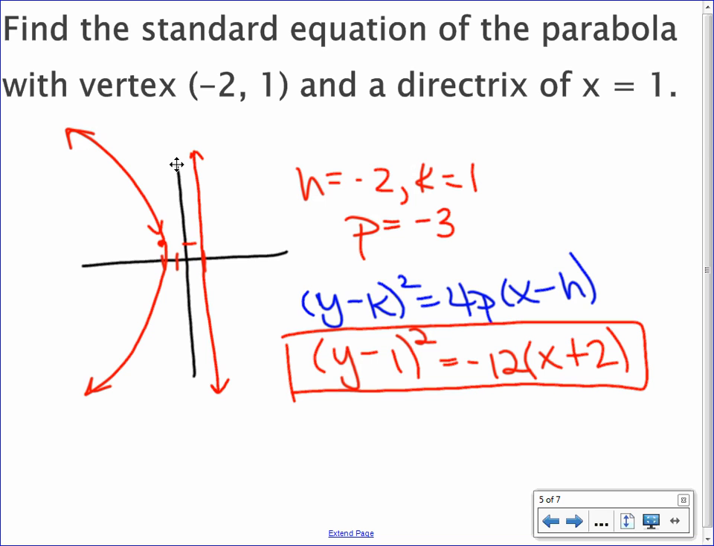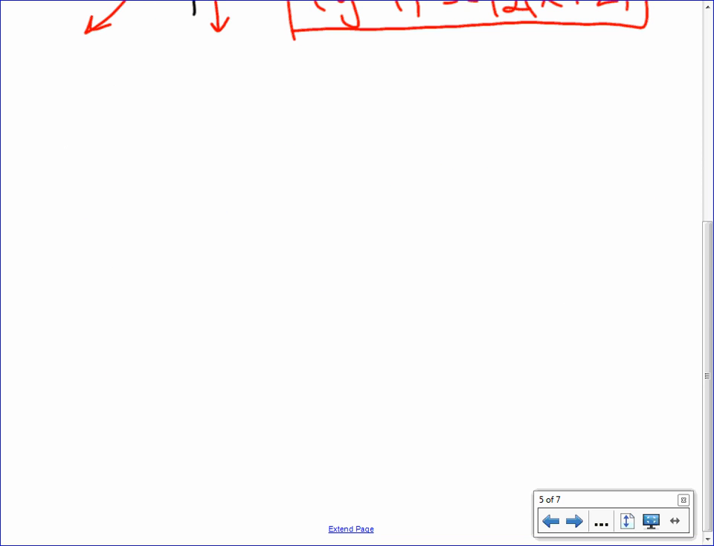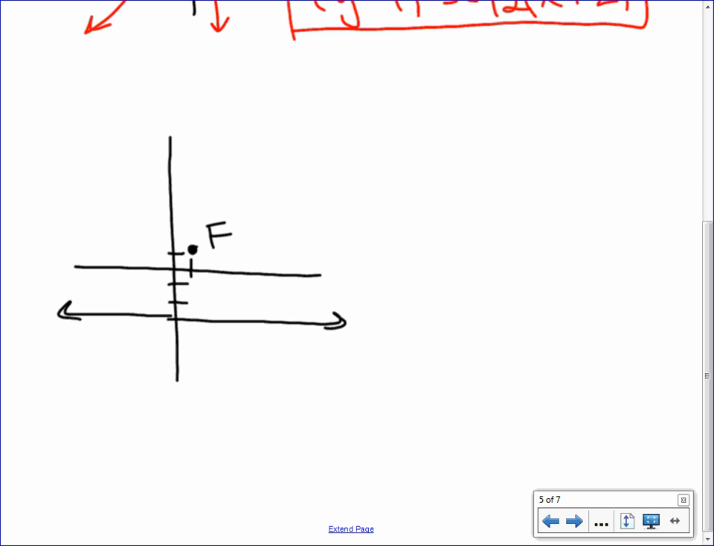Now, what would happen, let's say I gave you a focus of (1, 1) and a directrix of y equals negative 3. How would you find the vertex? It would split the difference. So here would be your vertex.